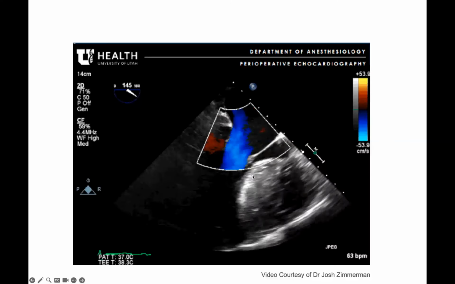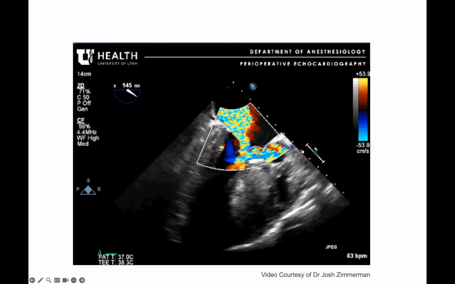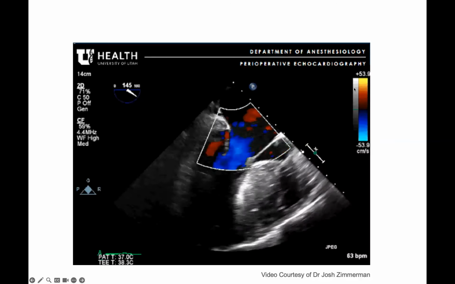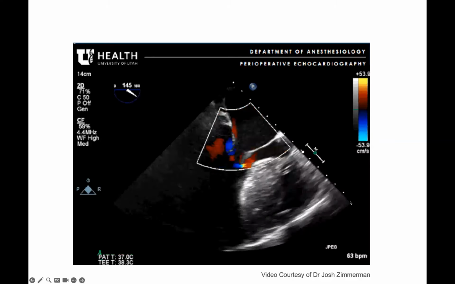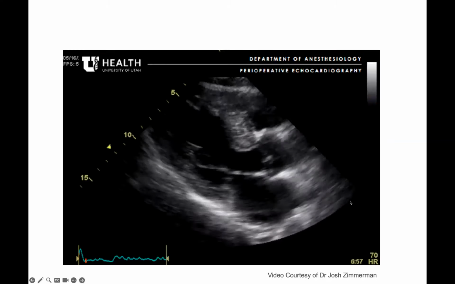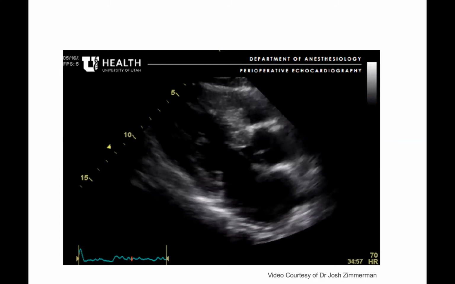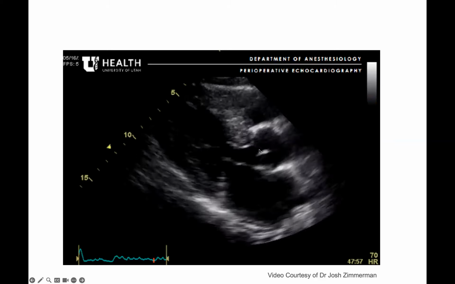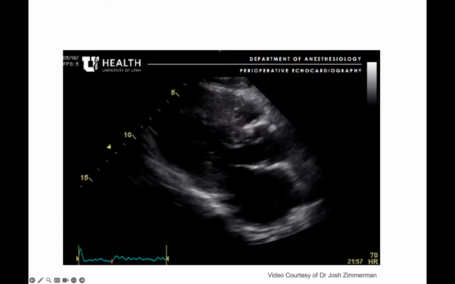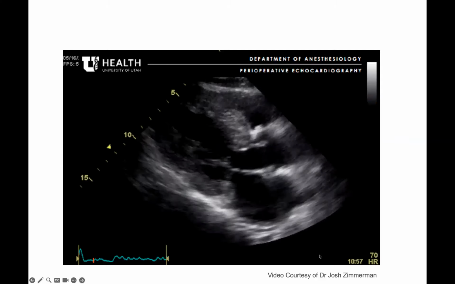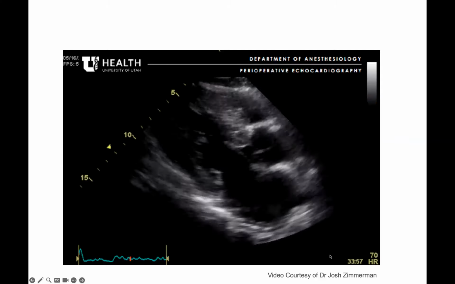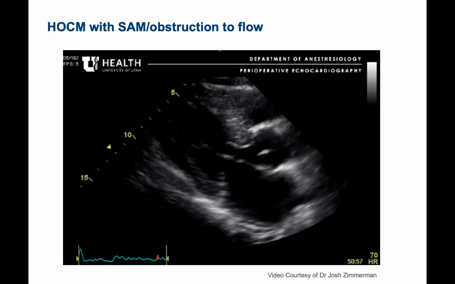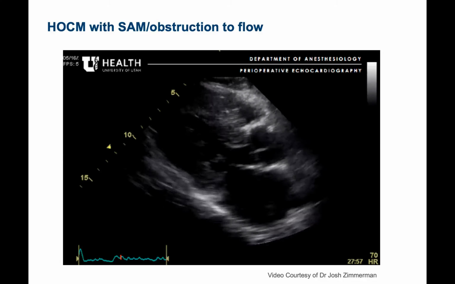This is just another example of LVOT obstruction where you put Doppler over and you can see that there's really high velocities because of that turbulent flow. And so those high velocities are when you see these colors at the end of the spectrums here. Again, just another example, parasternal long axis view: left ventricle, left atrium, mitral valve, LVOT, aortic valve, ascending aorta, right ventricle. And you can see again that that anterior leaflet is being pulled into the LVOT during systole. So this is hypertrophic cardiomyopathy with SAM and obstruction to flow.